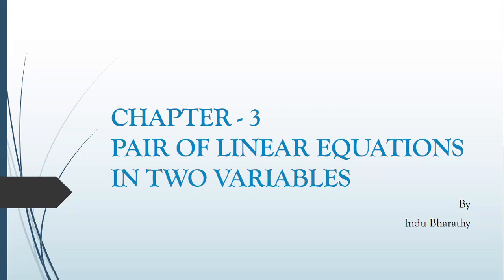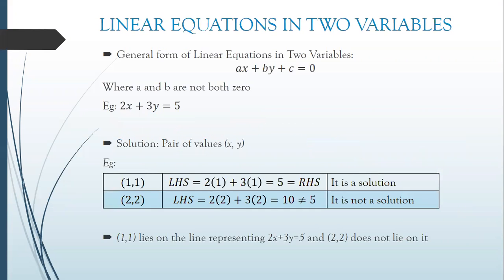Good morning. In this video, we are going to start with chapter 3, pair of linear equations in two variables. Linear equation in two variables, the general form is given by ax plus by plus c equal to 0, where a and b are both not 0. Both should not be 0 at the same time. For example, 2x plus 3y equal to 5.